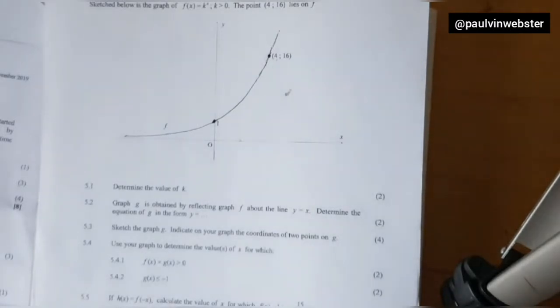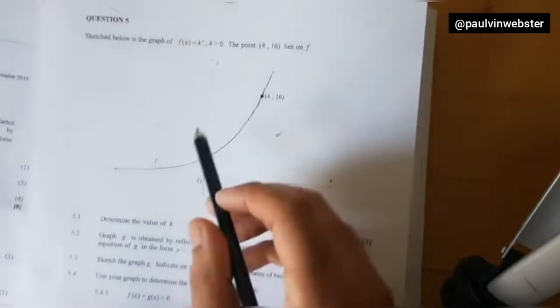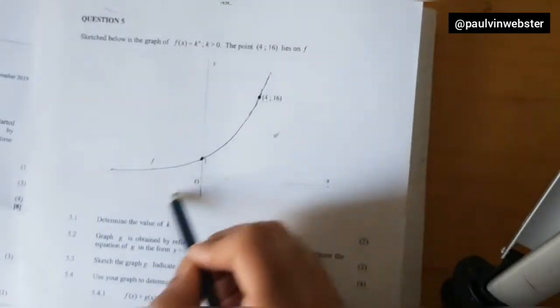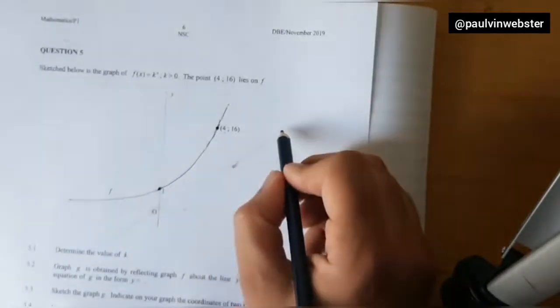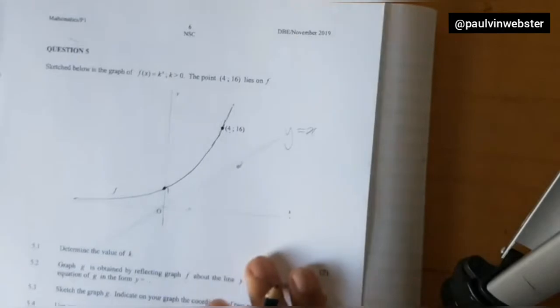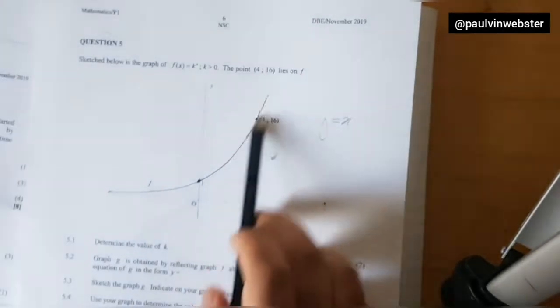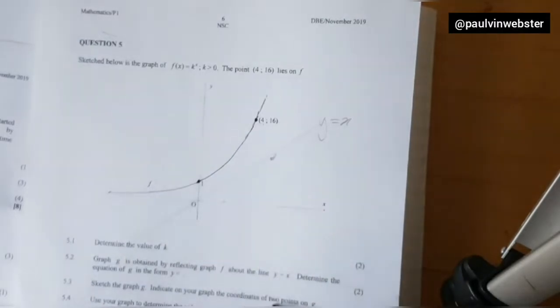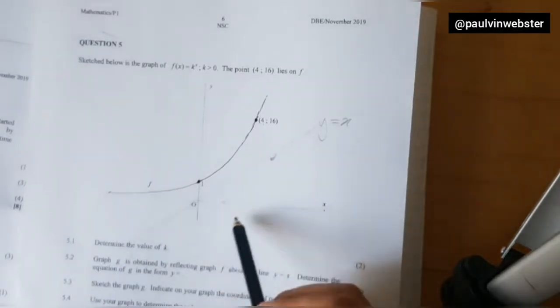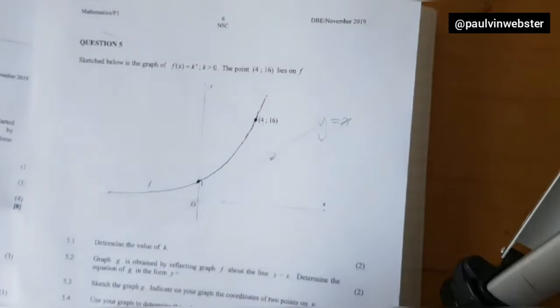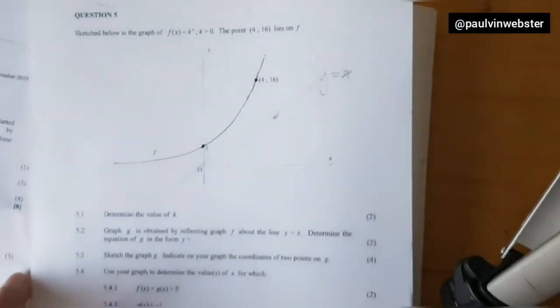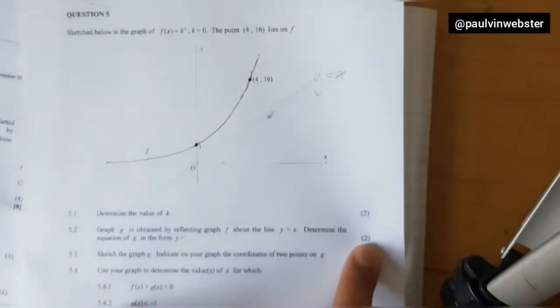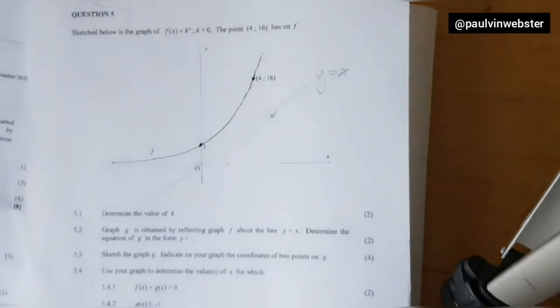Where's my ruler? Okay, I'm just going to draw this line here. This line is called y equals x. Now we're reflecting this graph in this line, and they want you to determine the equation of the reflection. It's only worth 2 marks, so I'm going to give you a minute's head start to do that one.